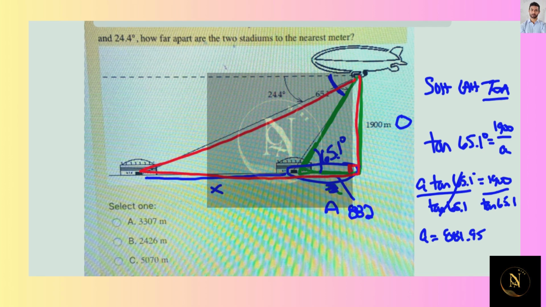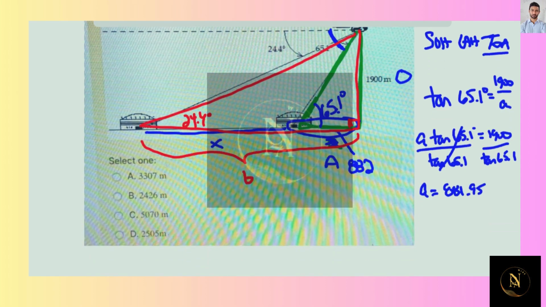Okay, then we repeat this process with the overall triangle. And we've got a 24.4 degree angle, alternate interior, and then we still have opposite and adjacent, but what we will find here is the entire base. I'm going to call this B. So we'll have the tangent of 24.4 degrees equals 1900, the opposite, over now the adjacent is what I'm calling B.